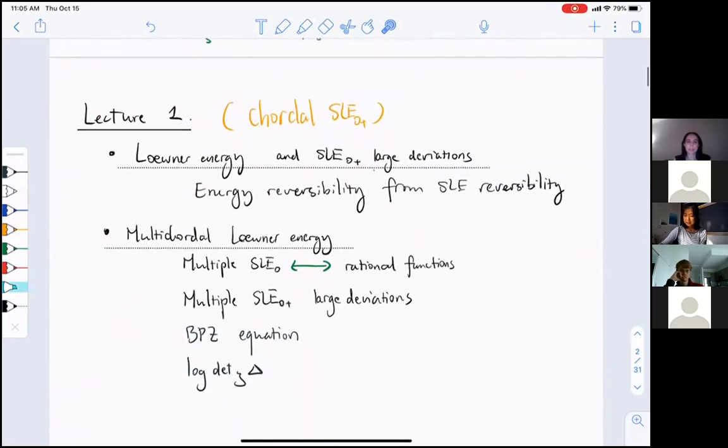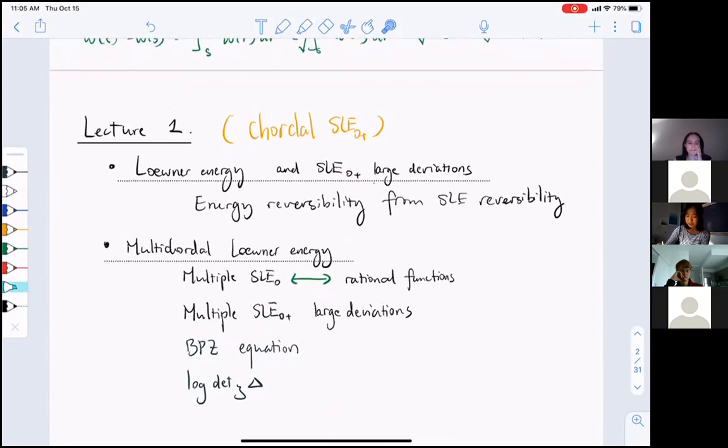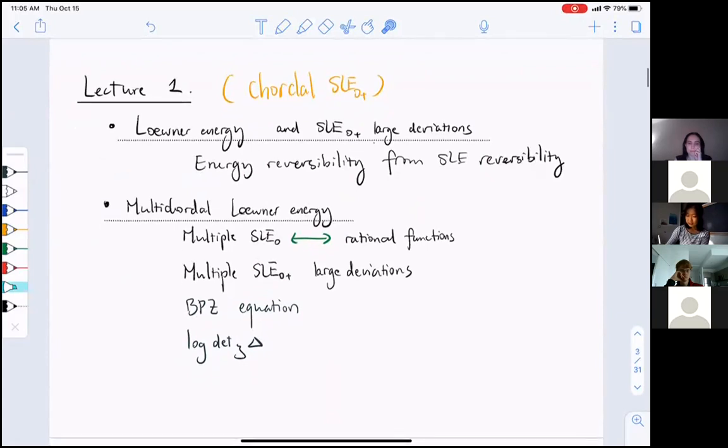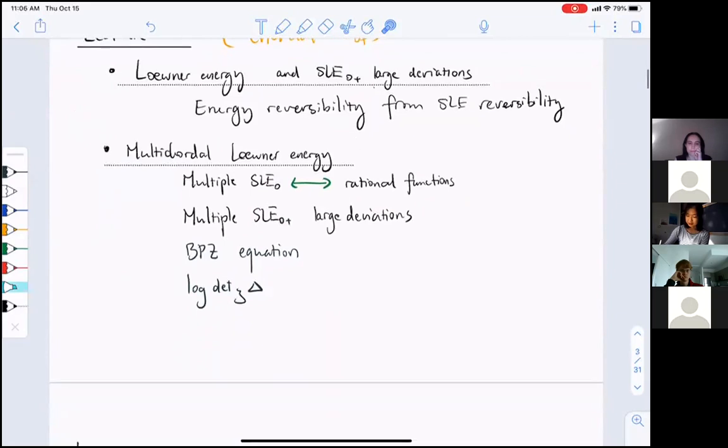So here I'm going to say something about the plan of my 3 lectures. In today's lecture, I will only be looking at chordal SLEs. There are single chordal SLE and multi-chordal SLE. And there are a lot of other variants of SLEs. I won't be touching on that. And the large deviation rate functions are called Loewner energy or multichordal Loewner energy, depending on which model you're looking at. And for multichordal Loewner energy, we will see some relation to rational functions and also other topics.